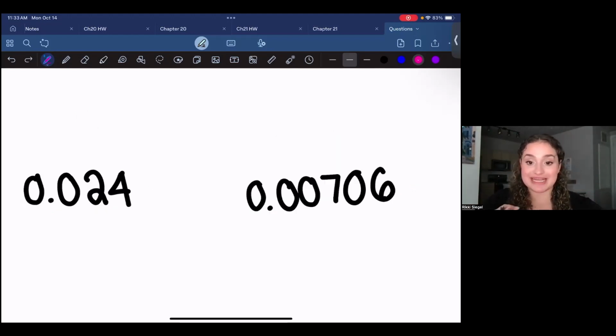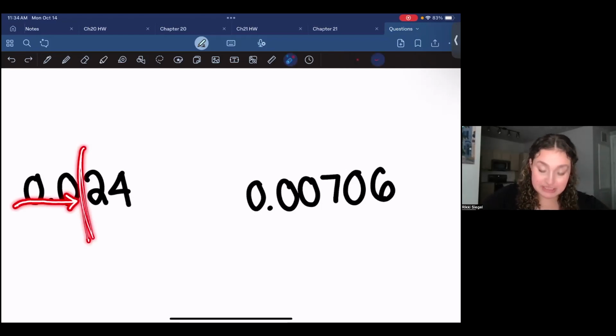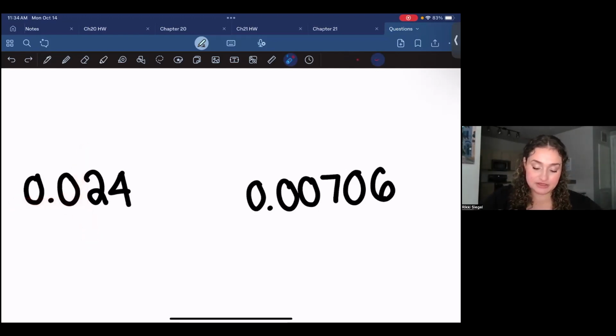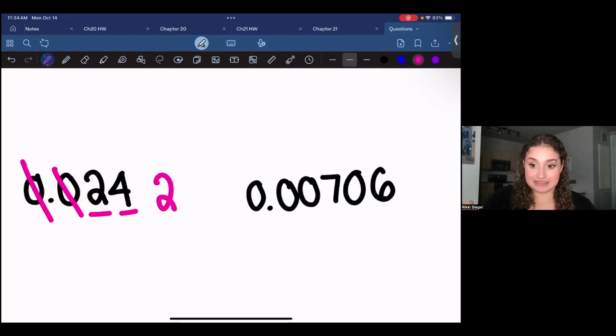All leading zeros are insignificant. So we are not going to start counting our significant figures until we hit a non-zero number. So scan your number, and once you hit your first non-zero number, that's when we can start counting sig figs. So these zeros are leading zeros. They are not significant. And now we are just left with 2 sig figs.